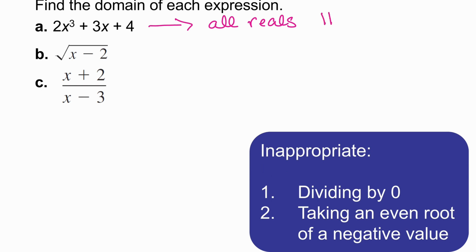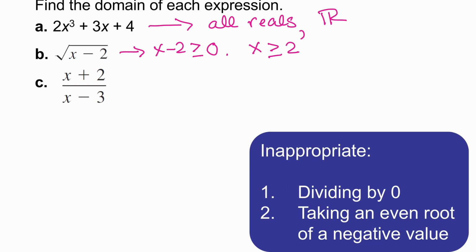And sometimes I can abbreviate that by just writing the R with like an extra line in it, and that means all real values. And for B, though, we do have to worry about number 2, right? Because it's a square root. And so we just need to make sure that x minus 2 is positive or 0. So in other words, x minus 2 has to be greater than or equal to 0, because the square root of 0 is 0, and that's fine.